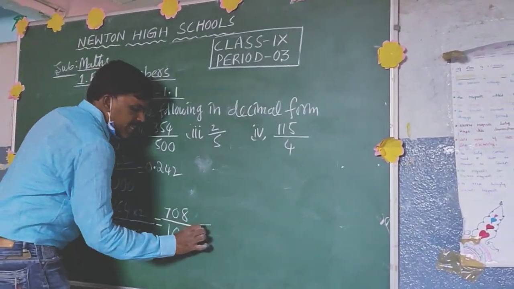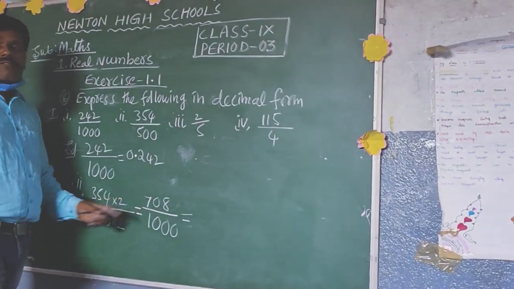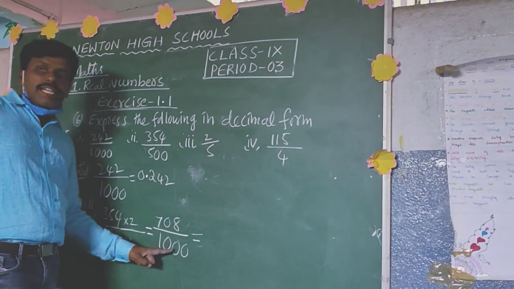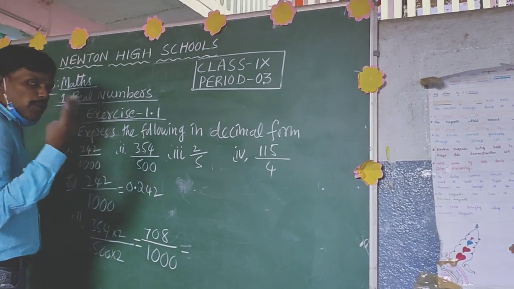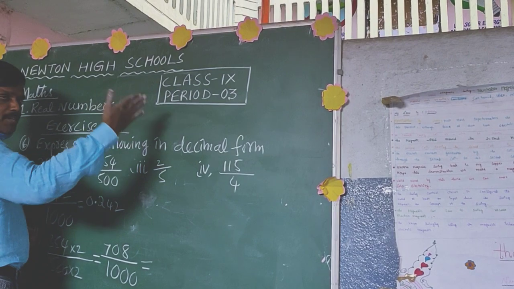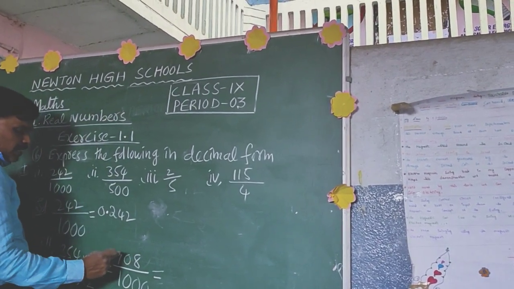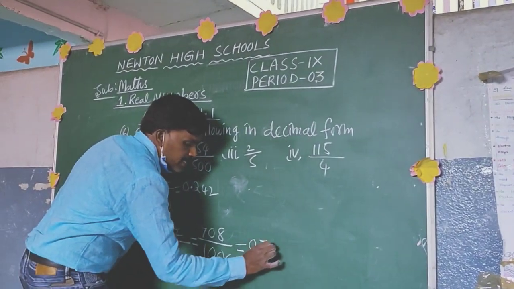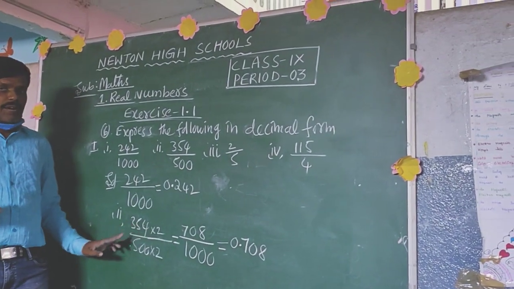Then easily we can put the decimal point after how many digits? 3 digits. Why 3 digits? Because here we have 3 zeros in the denominator. So it is possible. Then we have to put the decimal point after 3 digits from right to left. I am saying once again, right to left. So start from here. 1, 2, 3. Before this 7 we have to put the decimal point, that is 0.708. Here we have not done any actual division.